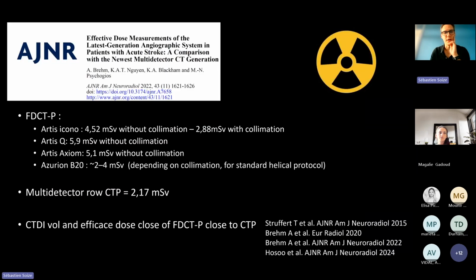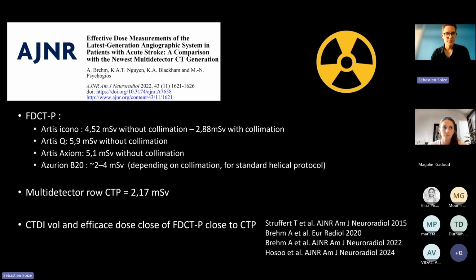Actually, if you think about the dose you deliver to the patient, the dose used to be a little bit higher than CT perfusion with old machines, but now with the new Siemens protocols and Philips protocols, we are really, really close to a standard CT perfusion protocol.